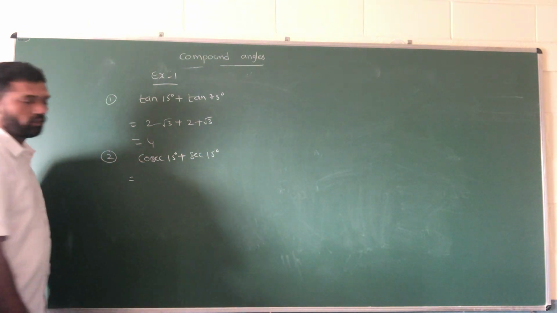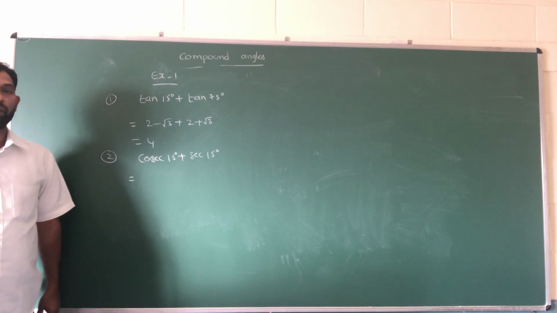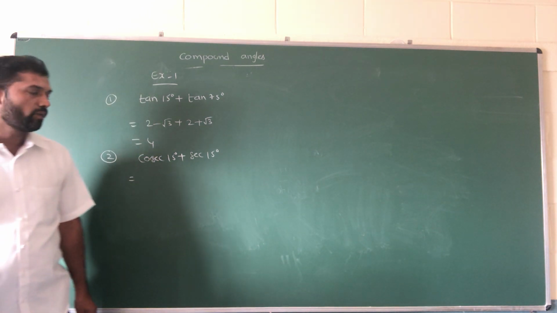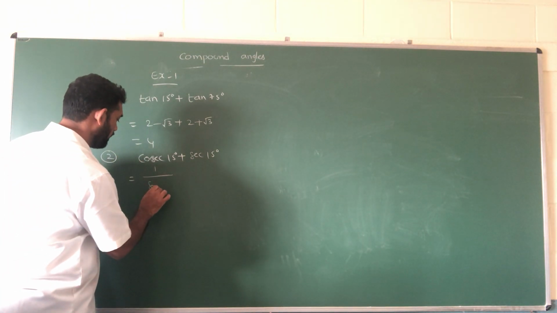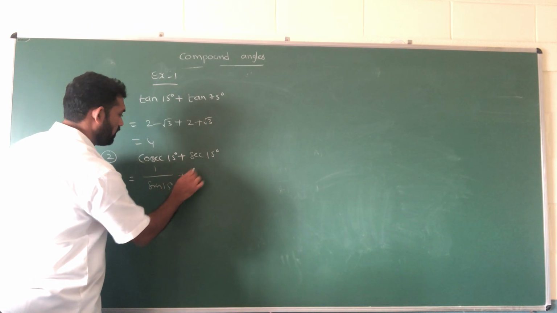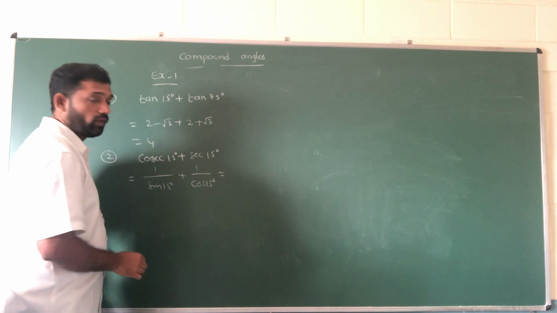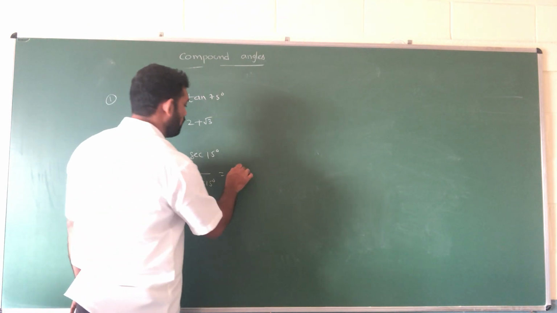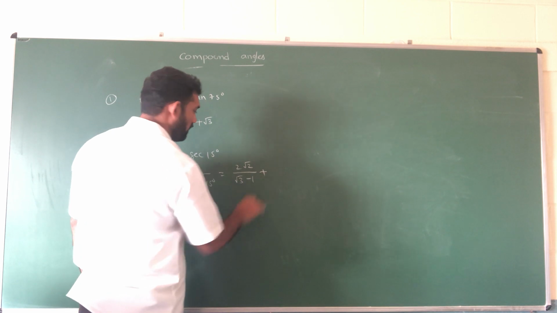Secant 15 degrees, cosecant 15 degrees is what? So cosecant 15 degrees is nothing but 1 by sin 15 degrees. 1 by sin 15 degrees square plus 1 by cos 15 degrees. So 1 by sin, what is the value? 2 root 2 divided by root 3 minus 1, plus.